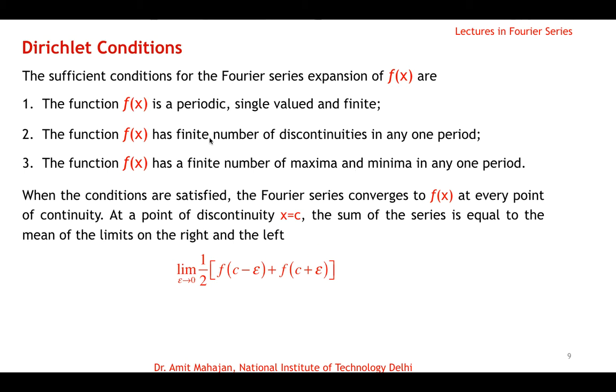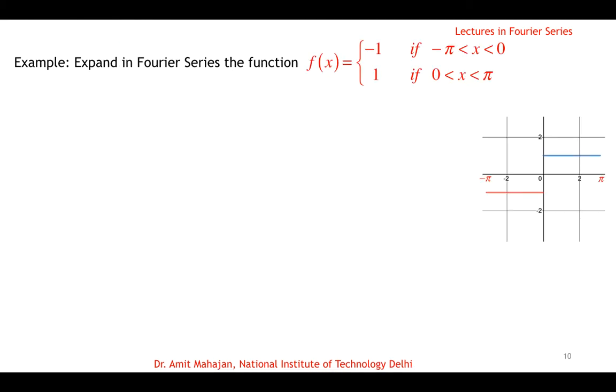Okay, so it's possible to find the Fourier series if the function has a jump discontinuity. Let us take one example of that. Expand in Fourier series the function f(x) equal to -1 in minus pi to 0 and 1 in 0 to pi. So the function is -1 in minus pi to 0, and then there's a jump of 2 units, and the value of the function becomes 1 from 0 to pi.